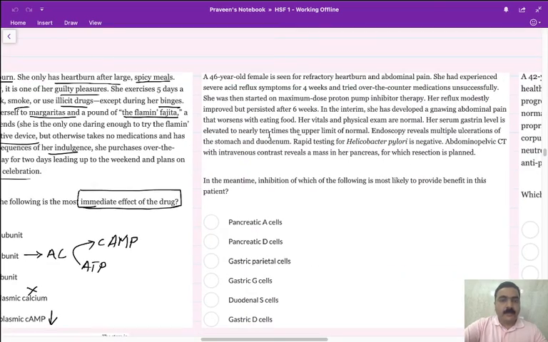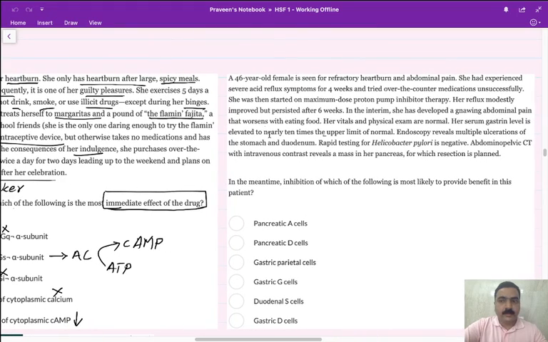Now we go to the third question that we have over here. So this is your third question. Here also a 46-year-old female with refractory heartburn and abdominal pain.